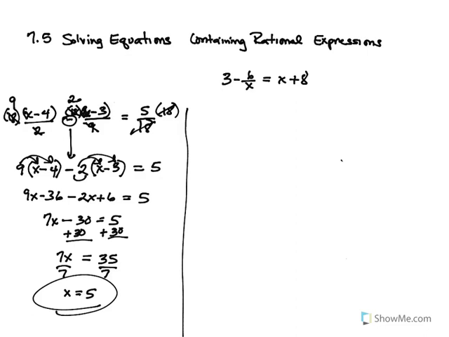Okay, so here we have 3 minus 6 over x equals x plus 8. So we have an equation that contains a fraction. Remember that you have to clear your fractions. So you have to find the LCD and multiply everybody by the LCD, right? All terms. In this particular equation, I only have one denominator, and it's the x. So the LCD for this example is x. So I'm going to multiply everybody by x.